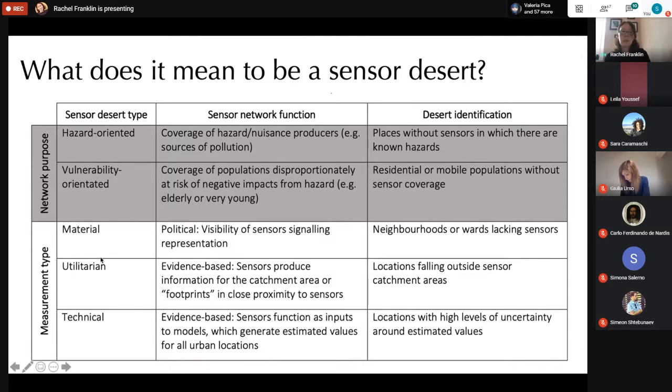There are other ways of thinking about this though. One that I touched on just a moment ago is that some of this is political, right? Some of this is the visibility of the sensors in your neighborhood.